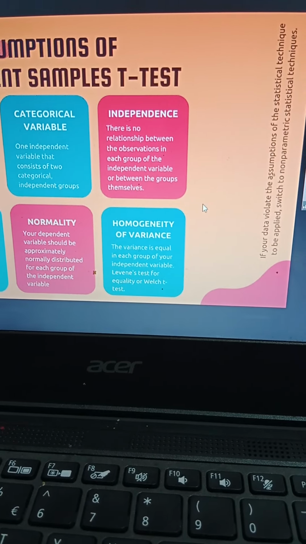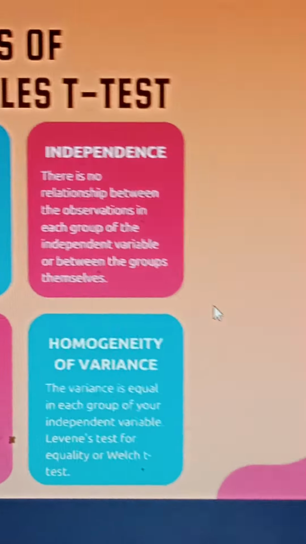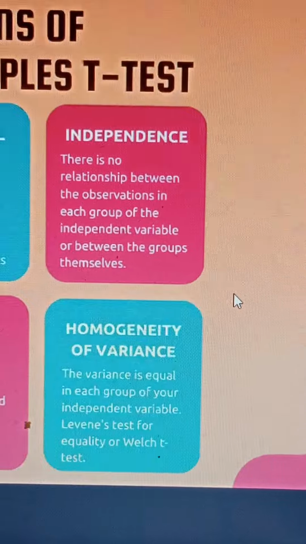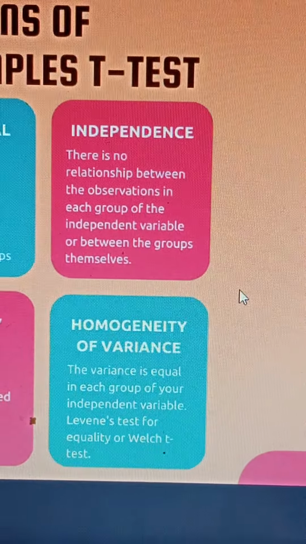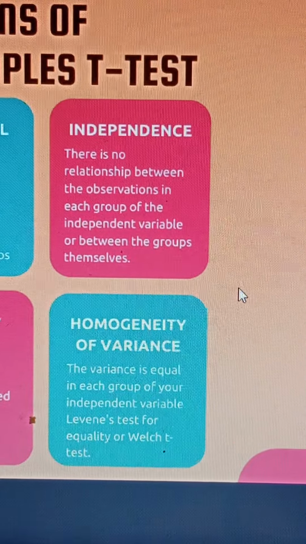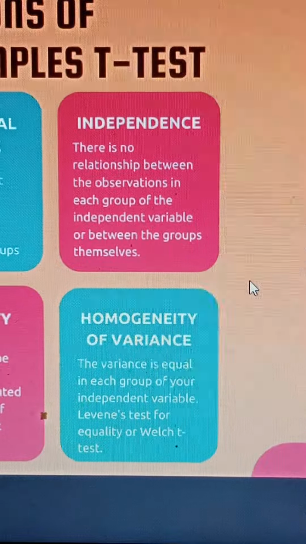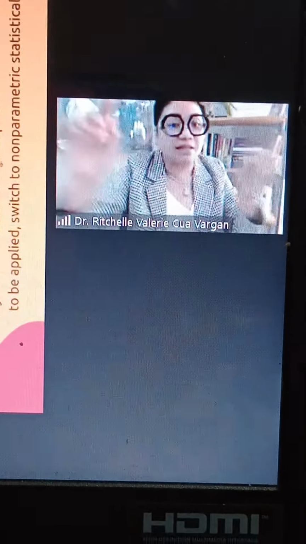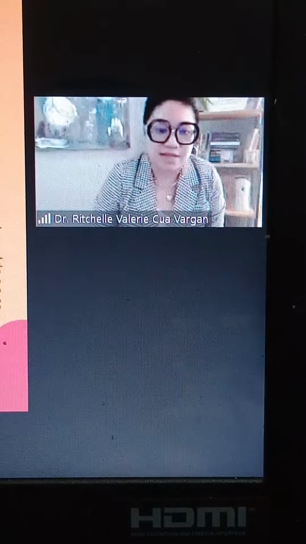Independence. There is no relationship between the observations in each group of the independent variable or between the groups themselves. Meaning the data that you have from this particular variable must be completely different from the other variable. It should not be that I have data here that I also put in this other variable. It cannot be, because that violates the independence assumption of the t-test.